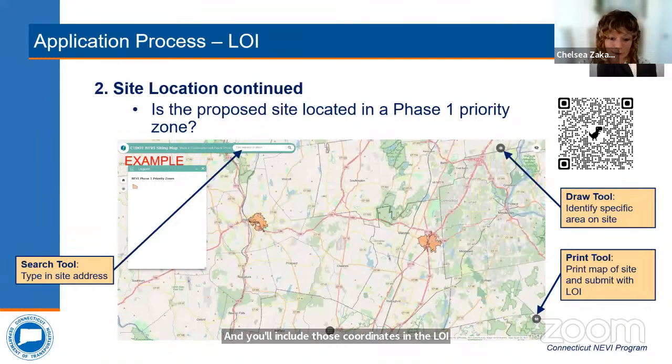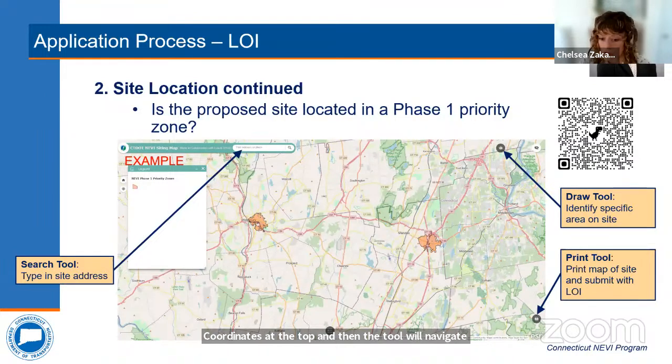And then finally, with site location continued, the next step is a yes or no question confirming whether or not your proposed location is within one of the NEVI priority zones that were mentioned earlier. A link is provided in the LOI form, and it will bring you to the mapping tool that's shown here on the screen. It is intended to help you identify your project location relative to the priority zones. To use the tool, you'll enter a street address or latitude, longitude coordinates at the top, and then the tool will navigate to that location on the map.